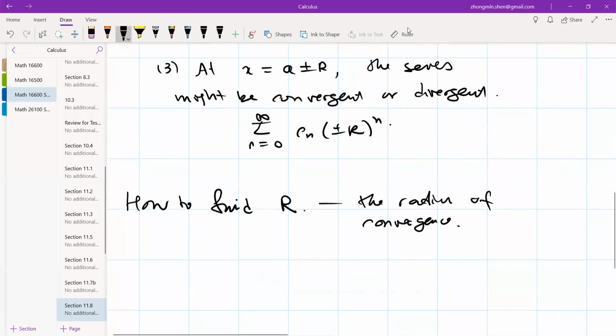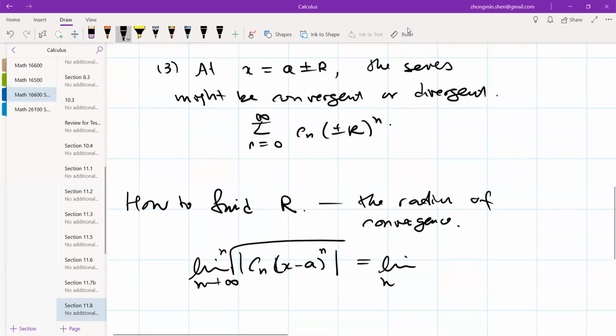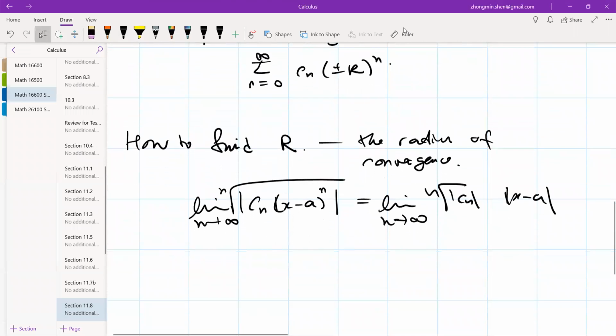The way we do it is as follows. Take the limit of the absolute value of c_n times (x minus a) to the power n, using the nth root. Then you will get the factor absolute value of x minus a. If this one has a limit, then clearly it is absolutely convergent.